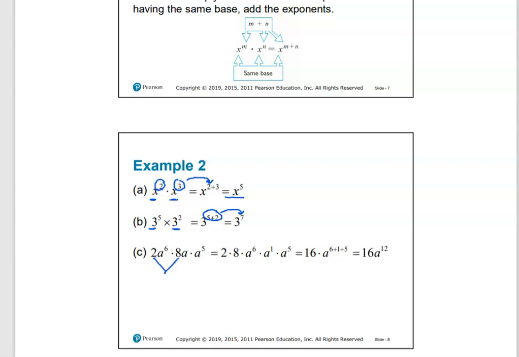So remember that we're going to put our 2 and our 8 together, 2 times 8. Then they put their a to the 6th and then a to the 5th. So a to the 6th, a to the 1st, this one would have been our a to the 1st, times a to the 5th. And they added the 6 and the 1 and the 5, and they multiplied their 2 times their 8, right? 2 times 8 gets you 16, and then a to the 6 plus 1 plus 5 got us a to the 12th.